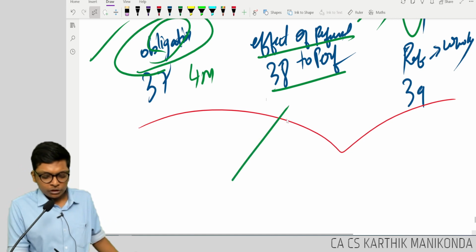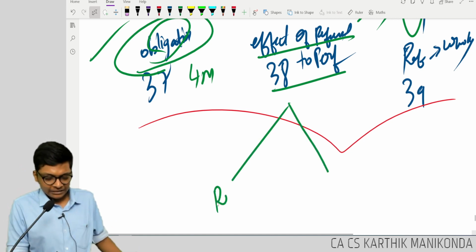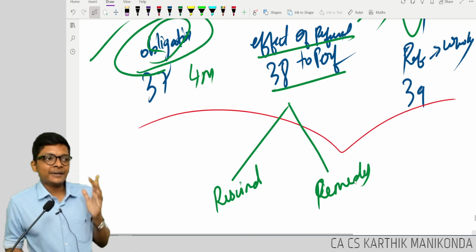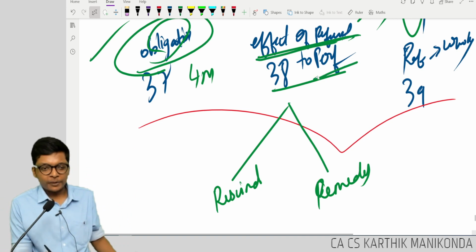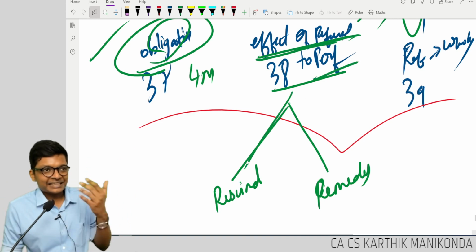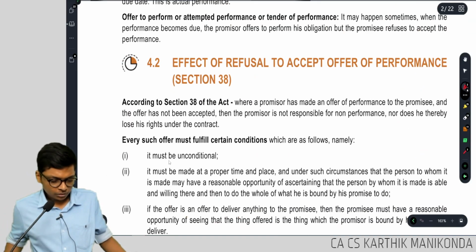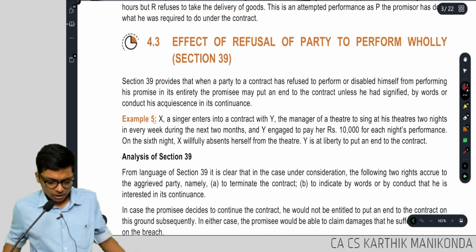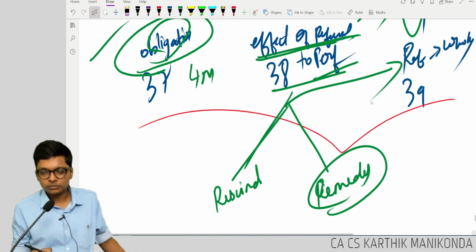If a party refuses to perform, I have two things. I can rescind, meaning cancel the contract, or I can go for remedy, go for chapter 5, go for damages, suit for damages, that big chart. So the effect of refusal to perform the contract: you can either rescind, cancel, leave it, or you can go for remedies. That's what is there in 38. Okay. So that is 39, sorry, that is 39. So you will put this over here.